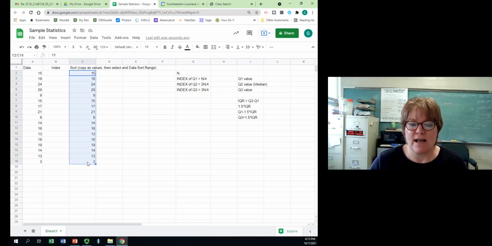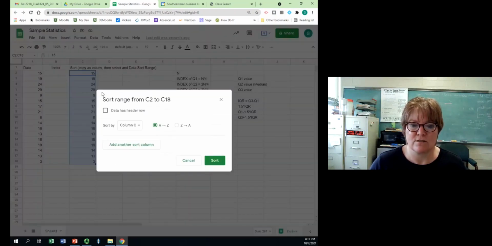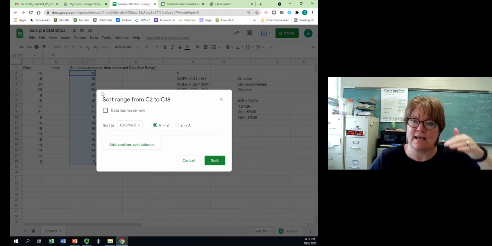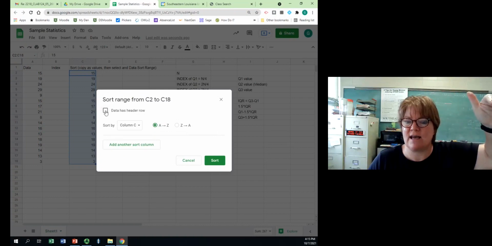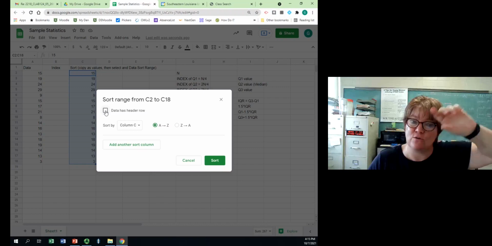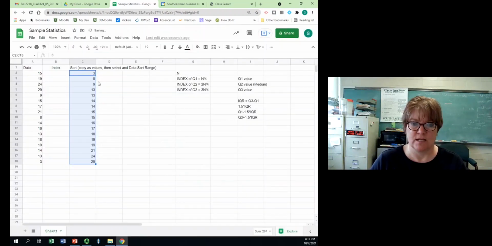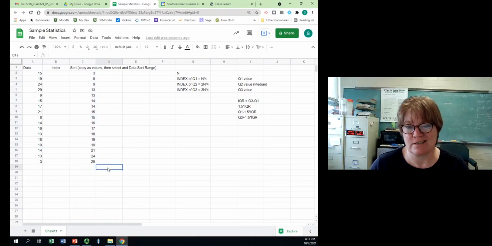Now I can select it and use Data, Sort range. Because I didn't select the title where it says sort, it doesn't have a header row. If I had selected the whole column and included the word, I could put a header row on it. Since I don't have one, I'm going to sort it by column C. Note that now I have it going from lowest to highest. Statistically, usually they go from highest to lowest, but this works great.